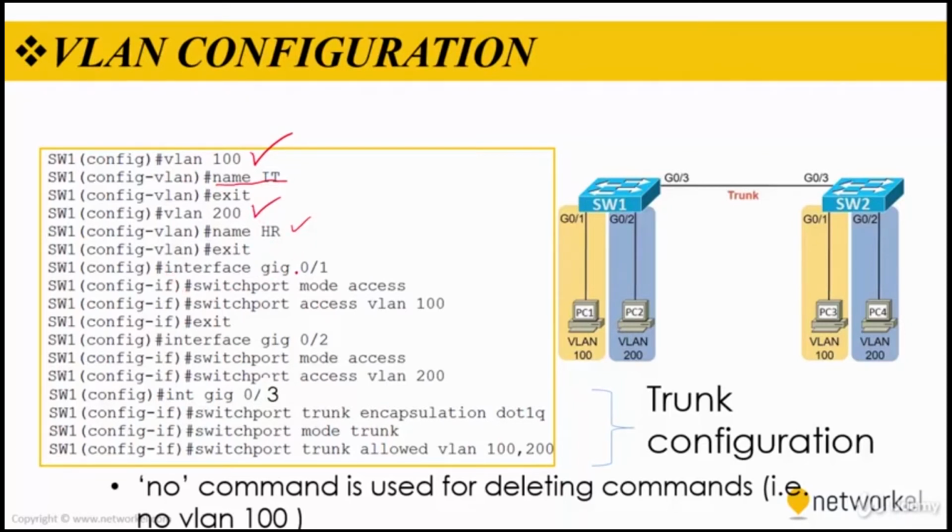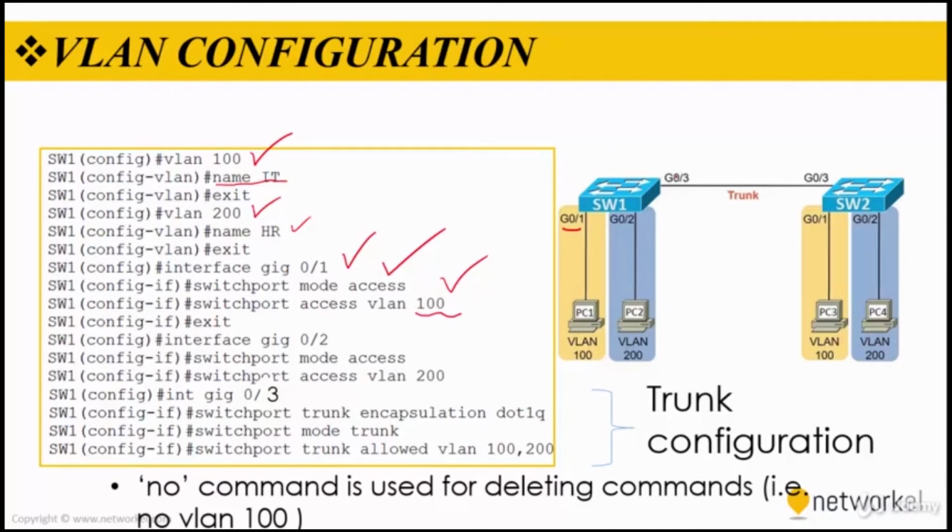Then we go under interface mode by typing interface gig01, for example, which is this port, and we define it as an access port by typing switchport mode access. We make the VLAN configuration by typing switchport access vlan and the VLAN number.